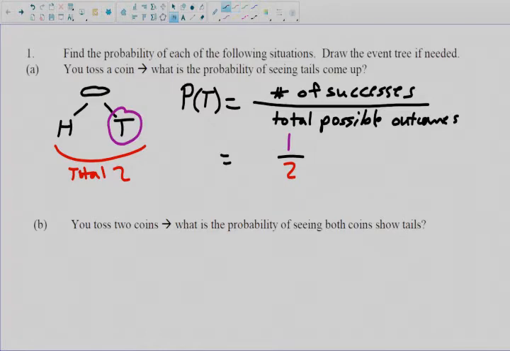To write that as a decimal, we just divide 1 by 2. 1 divided by 2 is 0.5. And to write it as a percentage, we would just multiply by 100 to get our percentage. I'm going to actually write that under here so you can see how that happened. So we multiply by 100 to turn it into a percentage.